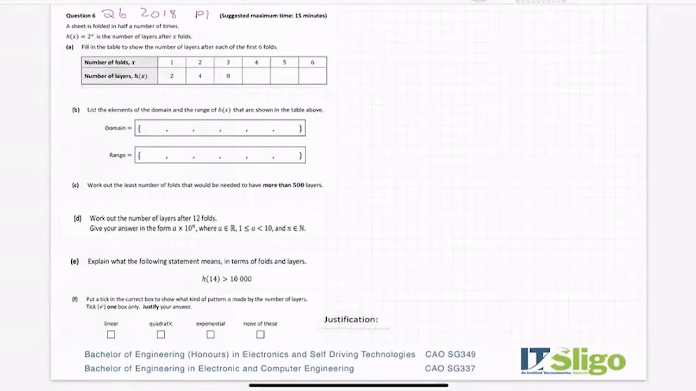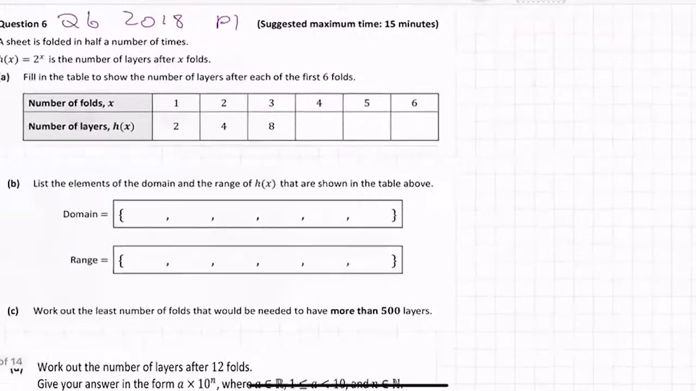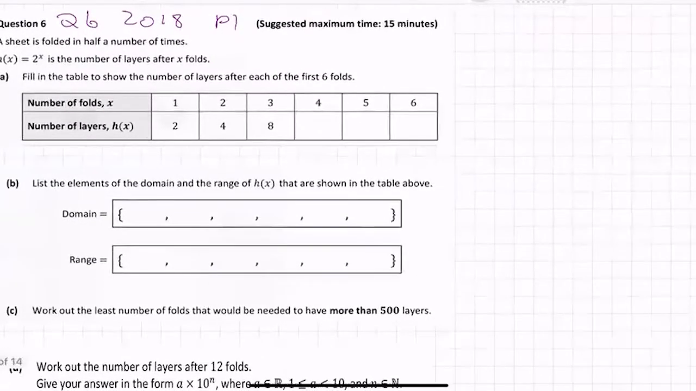2018 paper for Junior Cert question 6, the functions question, was quite a long one. Right, a sheet is folded in half a number of times. h of x is equal to 2 to the power of x, is the number of layers after x folds. Part A asks you to fill in the table to show the number of layers after each of the first 6 folds, okay? So 2 to the power of x.